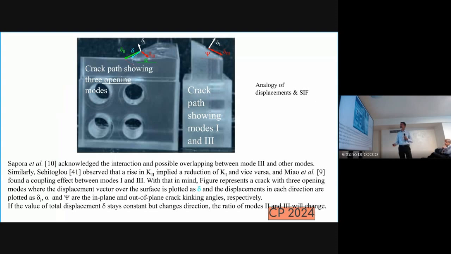This is an analogy that we make with vectors. If you have the full displacement here, and one of the orthogonal components changes while this one stays fixed, the other component will change as well to keep the vector constant. That would mean that the angle alpha, which is the in-plane crack kinking angle, will change, and in case delta 3 changes, the out-of-plane angle will also change.